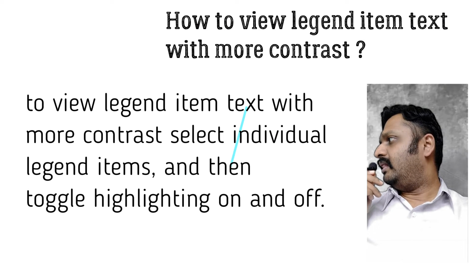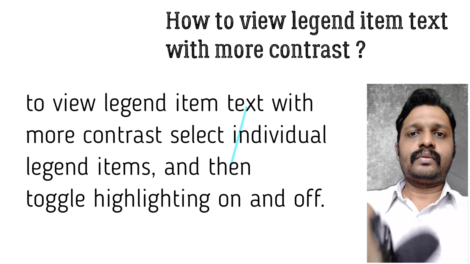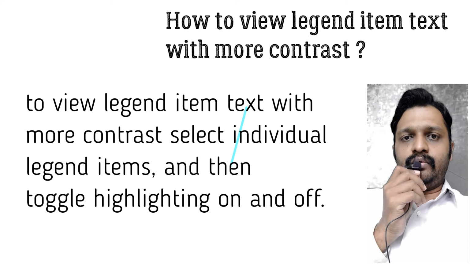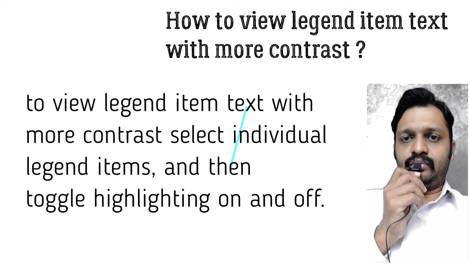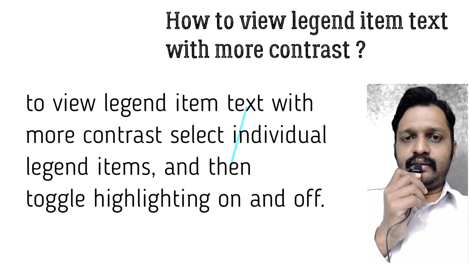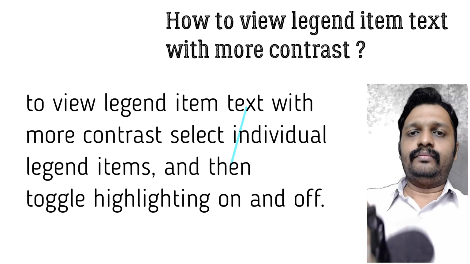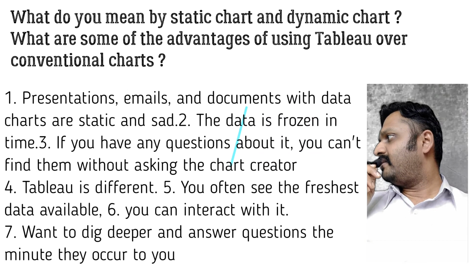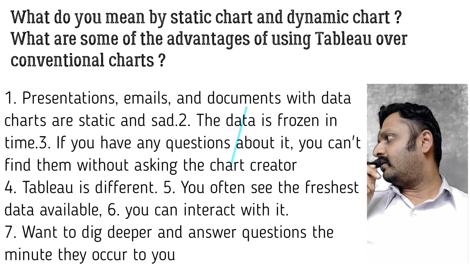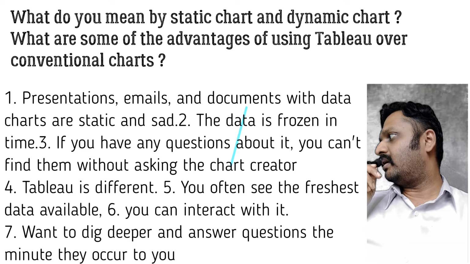How to view legend item text with more contrast? To view legend item text with more contrast, select individual legend items and then toggle highlighting on and off. Next question. What do you mean by static chart and dynamic chart, or what are some of the advantages of using Tableau over conventional charts?